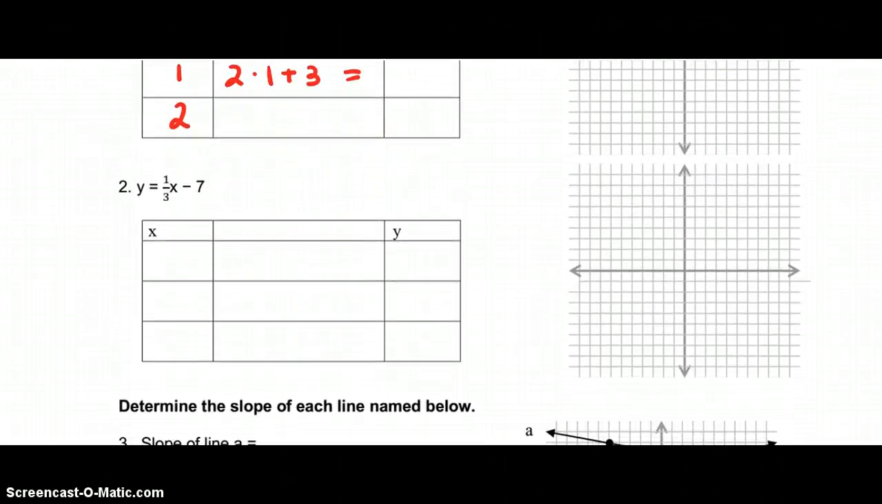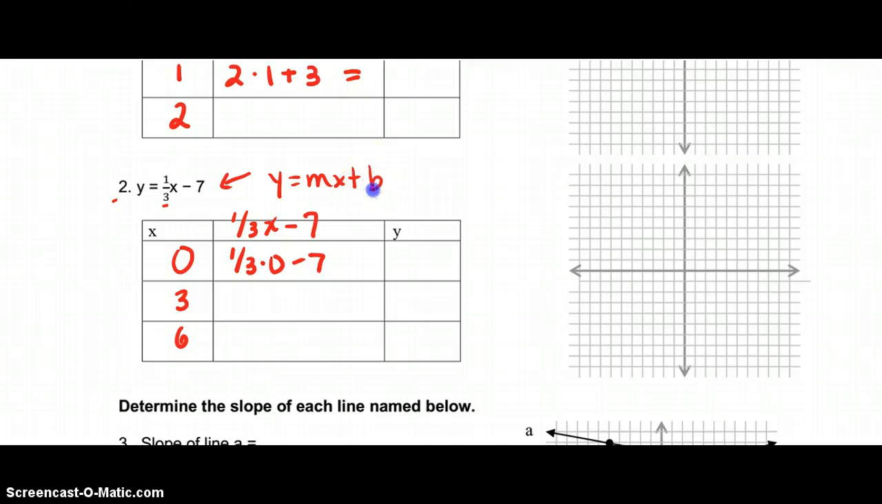I'll do the same thing on number 2, but realizing that I have a fraction when I put my equation in, I'll want to make sure to choose numbers that will be multiples of 3. Well, 0 is a multiple of everything, and then I would choose 3 and then 6 to fill in my equations. Or again, I know y equals mx plus b, and I could graph my line from just the equation.